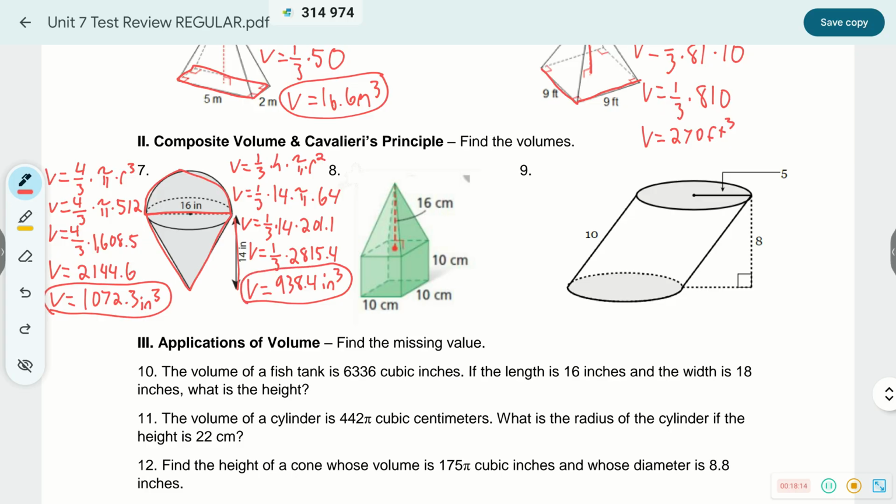Okay, so now all we have to do is add these two together and we will get the total composite volume. Okay, so 1,072.3 plus our 938.4 would give us a total composite volume of 2,010.7 inches cubed. Okay. That is the total composite volume of that figure.